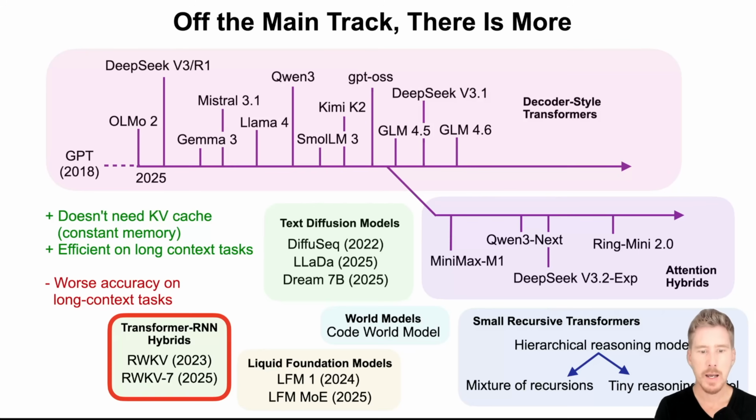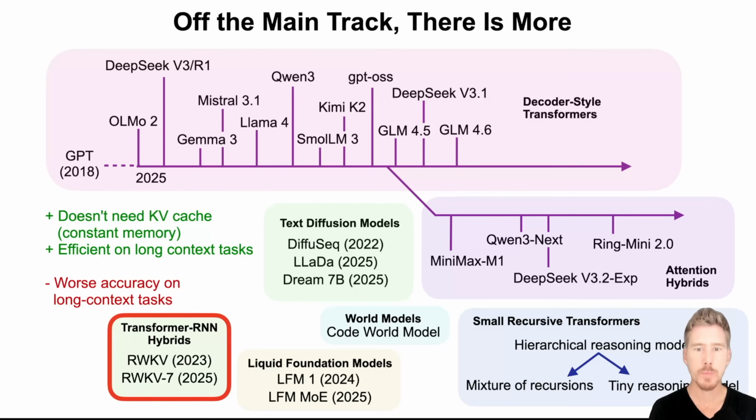Transformer-RNN hybrids. I also recently saw there is a new RWKV model out there. So it's essentially marrying transformers with RNNs. As far as I can tell, the accuracy on long reasoning chat types of tasks is still worse than for the models at the top. But again, it's cool that people are working on alternatives.